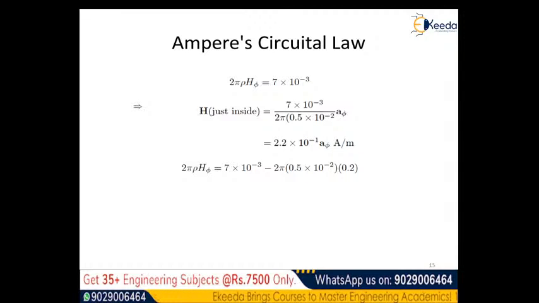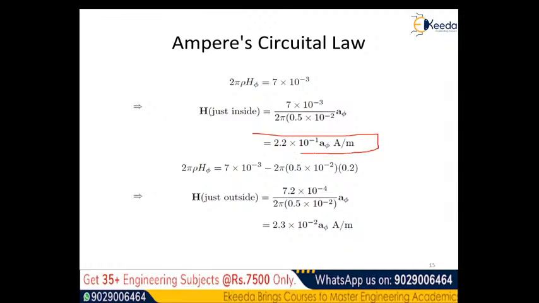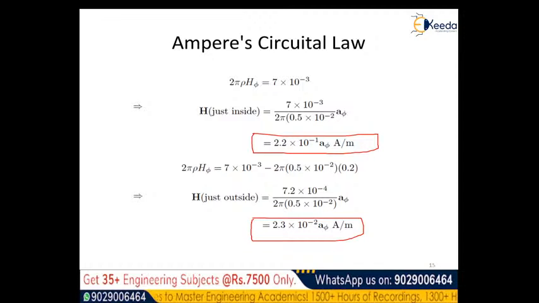This particular relation from the application of Ampere circuital law gives us the H component for the just outside condition, that is 7.2 into 10 raised to the power minus 4 divided by 2 pi into 0.5 times 10 raised to the power minus 2, in the a phi direction. Finally, simplifying it to the form 2.3 multiplied by 10 raised to the power minus 2 a phi component, expressed in amperes per meter. These are the two solutions we have found for part A, because the thing had just two sides, that is why both have to be considered. This is the H just inside, this is the just outside, considering both the cases while applying the Ampere circuital law.